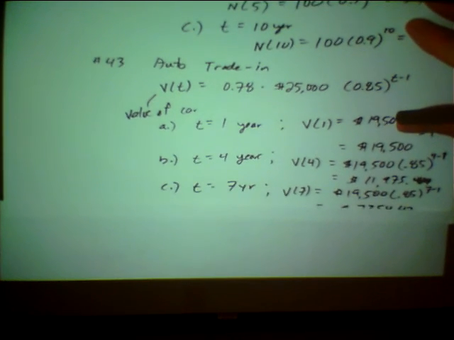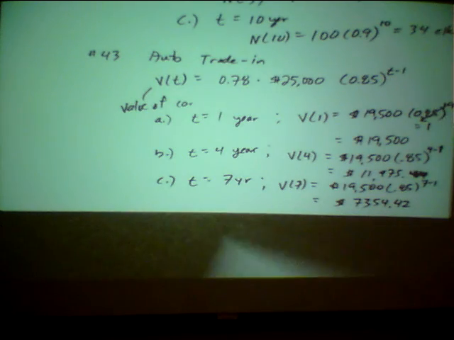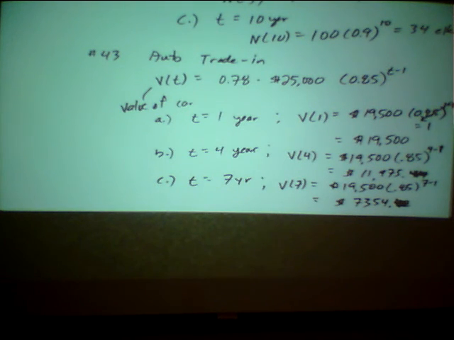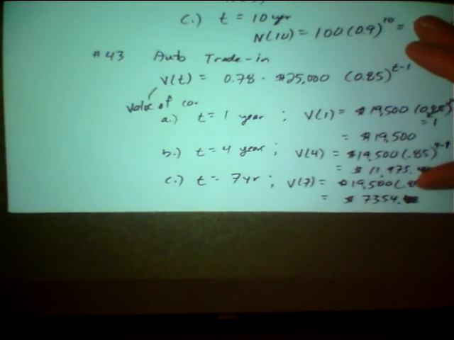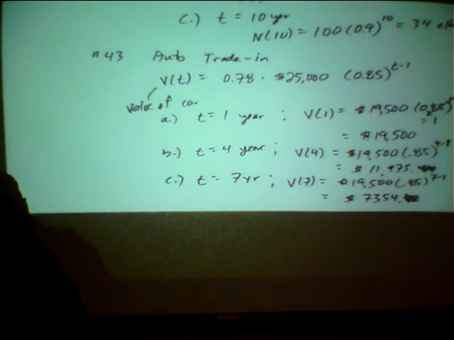Then they said, how much is the car worth after 7 years? So you put in a 7 for the t, and you do the math. Once again, the car will be worth $7,354. All right, so not that difficult, especially when they give you the equations you're going to use.